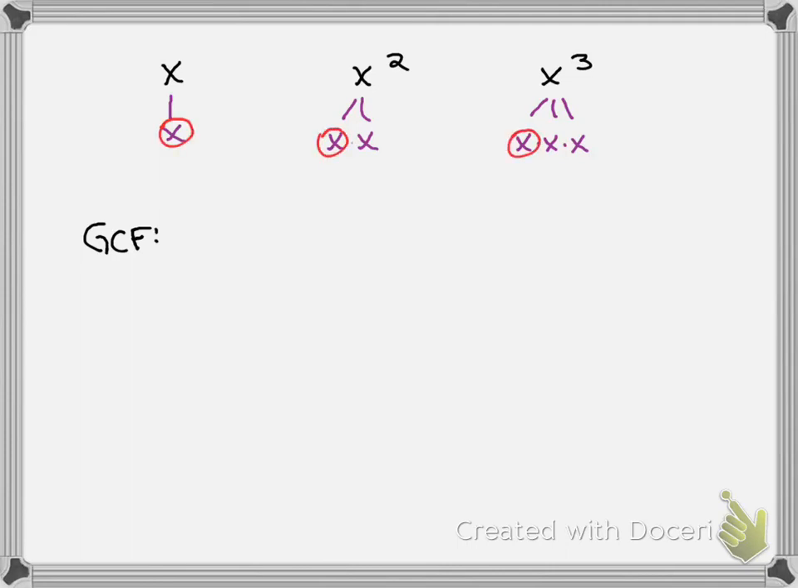They all have one x in common. And again, at this point, I have exhausted this tree. There's nothing left. So in this case, my greatest common factor is x. And remember, your greatest common factor has to be less than or equal to your smallest term.